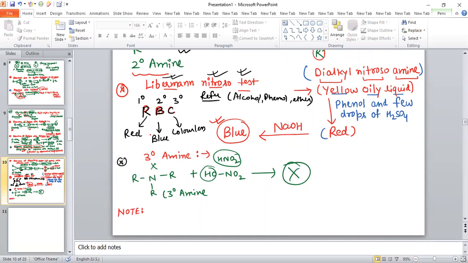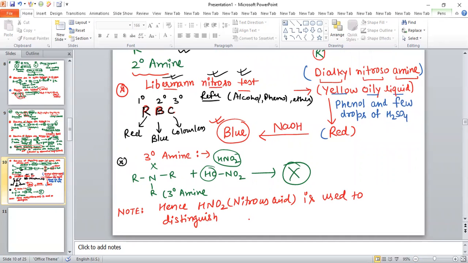So you can easily say this is 1-degree amine, 2-degree and 3-degree amine. Hence HNO2, which is nitrous acid, is used to distinguish 1-degree, 2-degree and 3-degree amine.